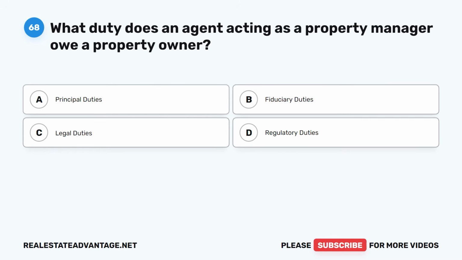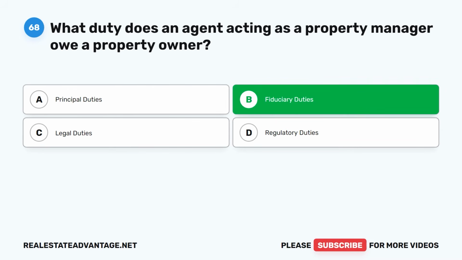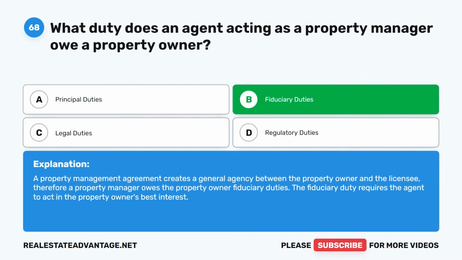Question 68. What duty does an agent acting as a property manager owe a property owner? A. Principal duties, B. Fiduciary duties, C. Legal duties, D. Regulatory duties. The correct answer is B. Fiduciary duties. A property management agreement creates a general agency between the property owner and the licensee. Therefore, a property manager owes the property owner fiduciary duties. The fiduciary duty requires the agent to act in the property owner's best interest.